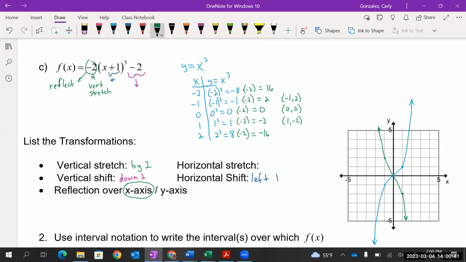So this is the intermediate graph, and now I can go ahead and shift left 1 and down 2 to get my final graph. So here I'll take that green graph and shift left 1, down 2. And again, each point, left 1 down 2, left 1 down 2. Notice the origin shifted to that -1, -2. I really want to emphasize that that's where that transition happens. And in this case, the orange graph is the graph of f of x.